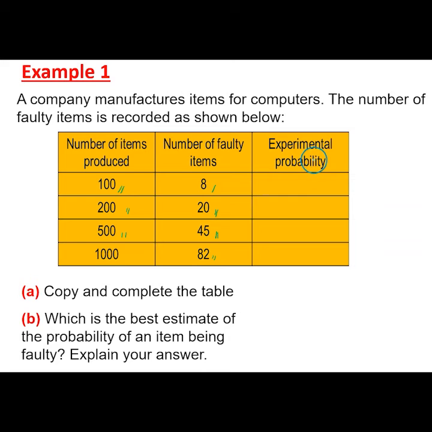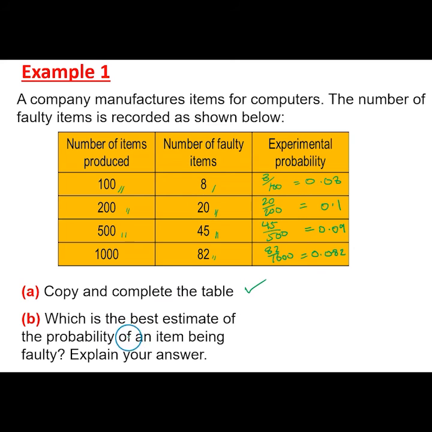Well, this is experimental probability because the information that we have is from a real life situation. So the number of faulty items was 8 out of 100. So our experimental probability is 8 out of 100, which is 0.08. Next one then, 20 over 200, which is 0.1. 45 out of 500, which is 0.09. 82 out of 1000 is 0.082. Right, so that is done.